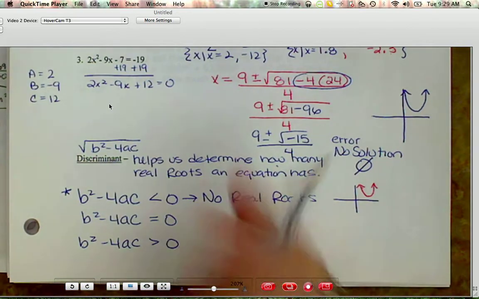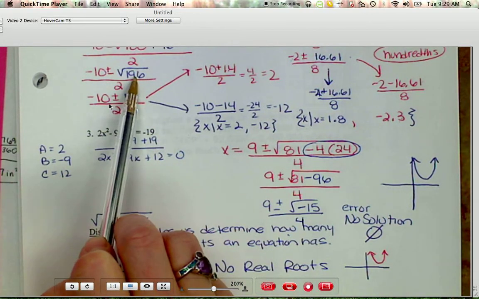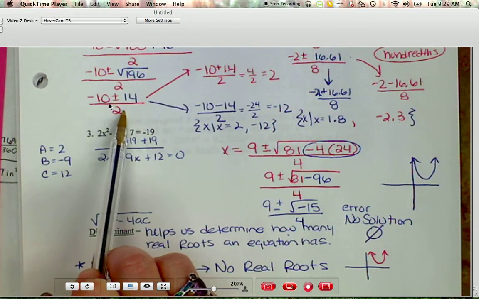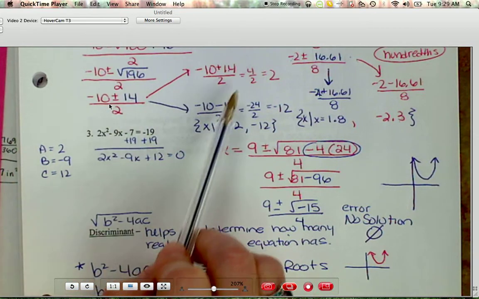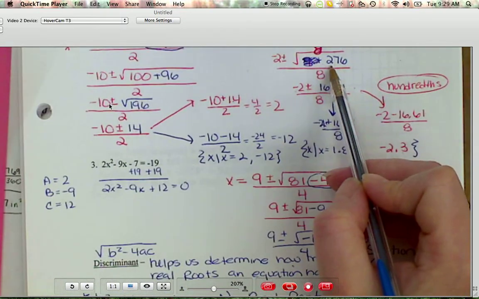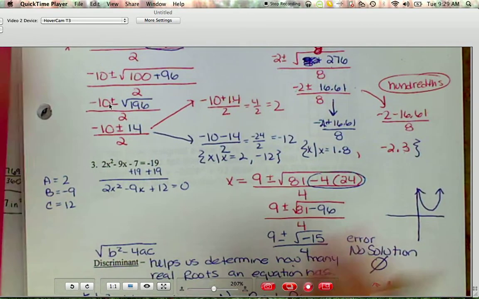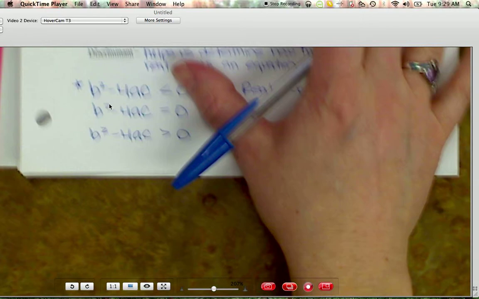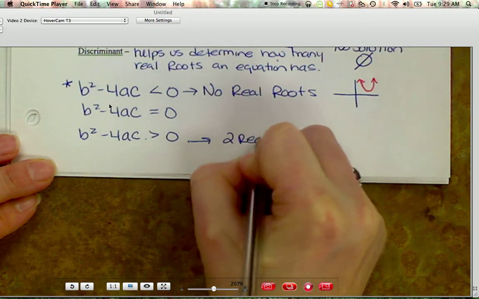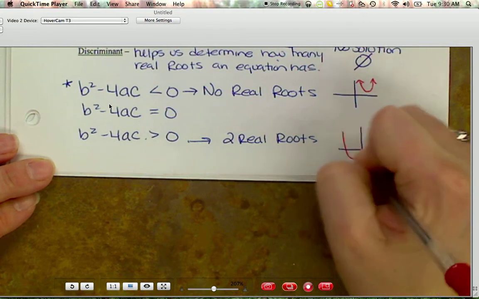Okay. Now these other examples that we had, we'll look at this one. We got radical 196, which was a positive number. When you take the square root of a positive number, you get to add it to that number and divide by 2, subtract it from that number and divide by 2, so we'll get 2 answers. The same thing happened here. We got the square root of 276, which was a positive number, and it gave us 2 answers. So down here, if the value of the discriminant is greater than 0, or positive, it gives us 2 real roots, which means the parabola will cross the x-axis in 2 places.